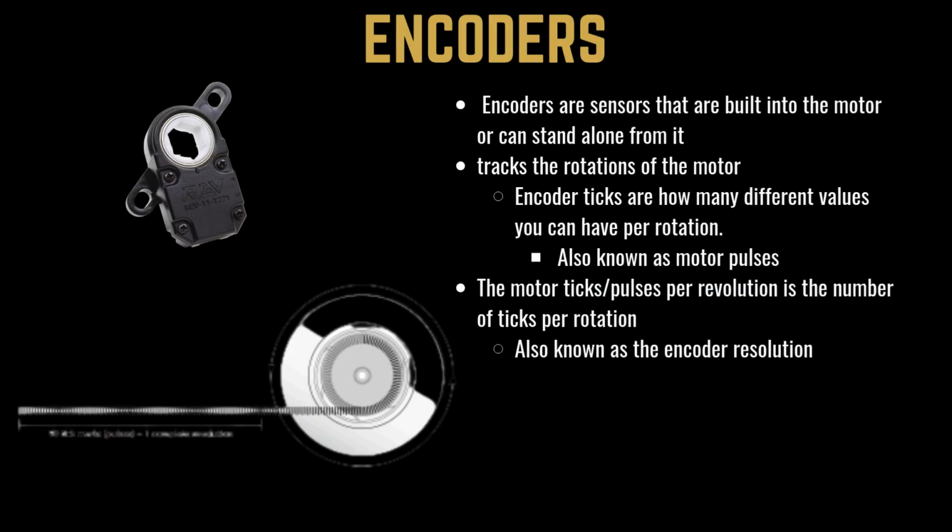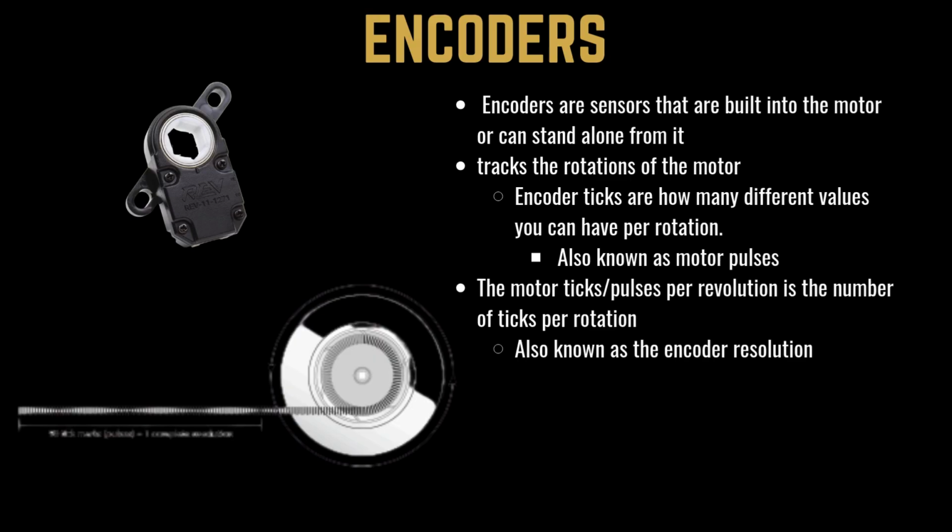So now we have encoders. Encoders are sensors that are either built into the motor or sometimes separate, and they can track the rotations of the motor. How they track it is that every single revolution has a certain number of encoder ticks, which is how many pulses it moves. For example, if a motor rotates once, it can have 1,000 encoder ticks, and you can use this to find the distance the motor went.